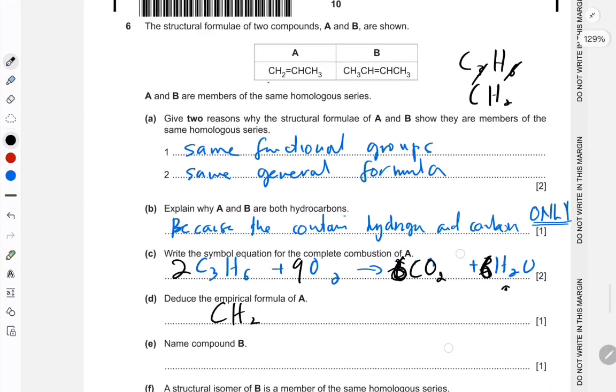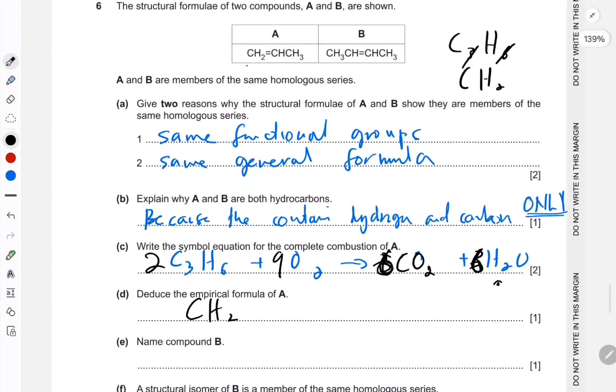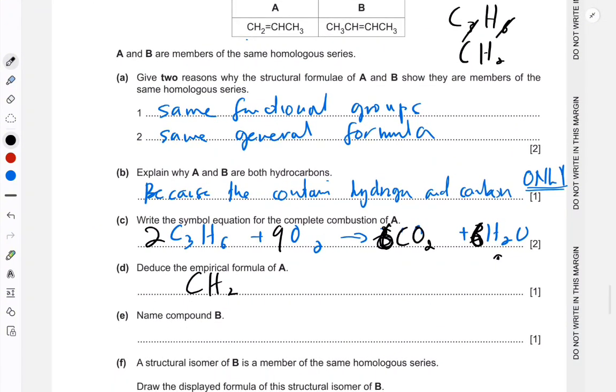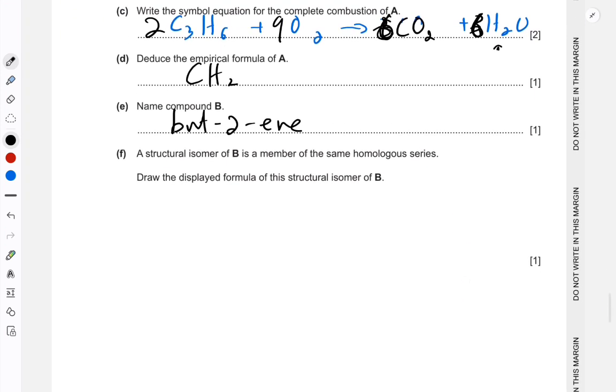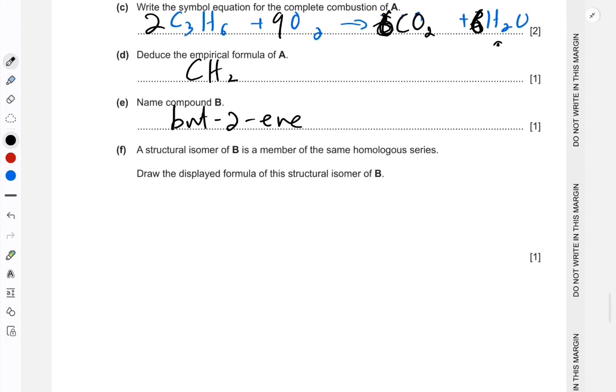right? Name the compound B. It's a butene, but the double bond is at the second carbon, so it's but-2-ene. A structural isomer of B is a member of the same homologous series. Draw that. So you can draw but-1-ene. That would be the easiest, though there are others also.